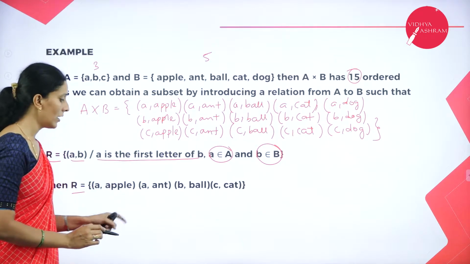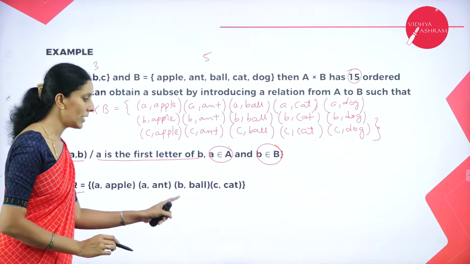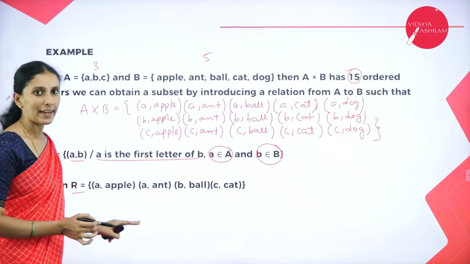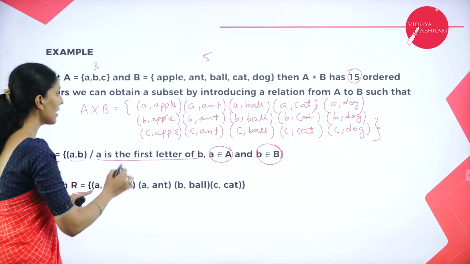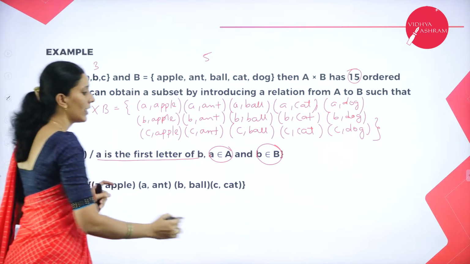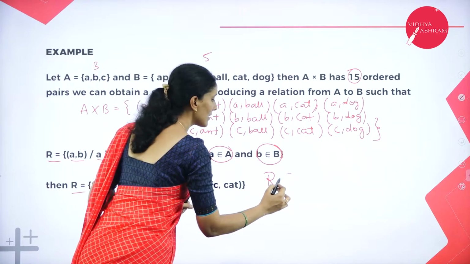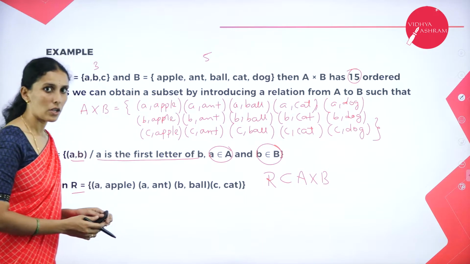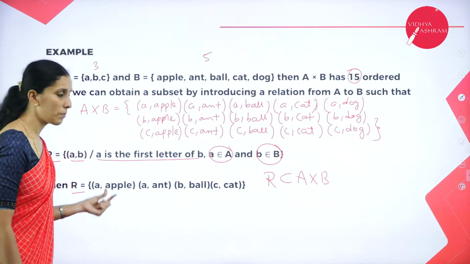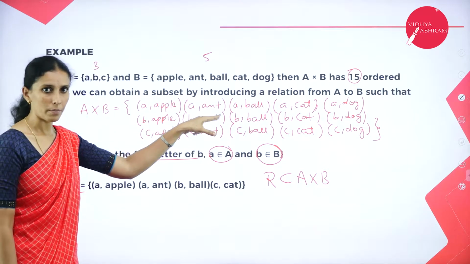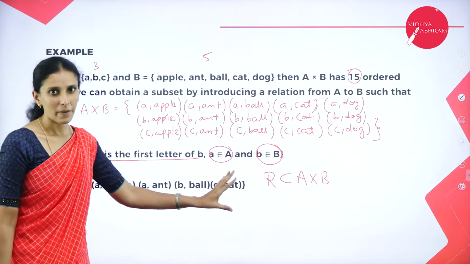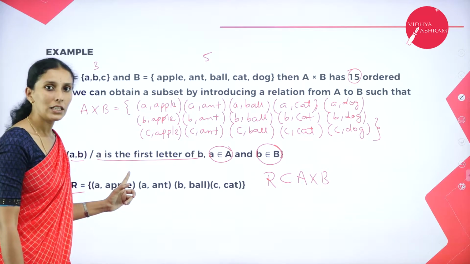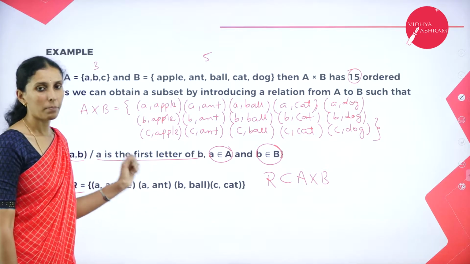A apple, A ant, B ball, C cat. So only 4 elements I can take. But all these elements are in this Cartesian product. That's why we say R is a subset of A cross B, that is the Cartesian product. So when you describe a relationship between the two elements in an ordered pair, you cannot write all the pairs. You can write only the pairs which satisfy the described relationship between them.